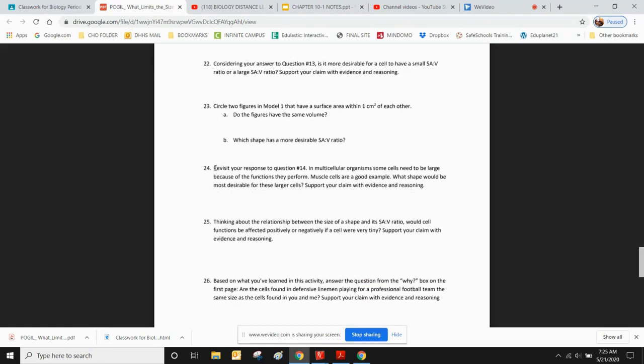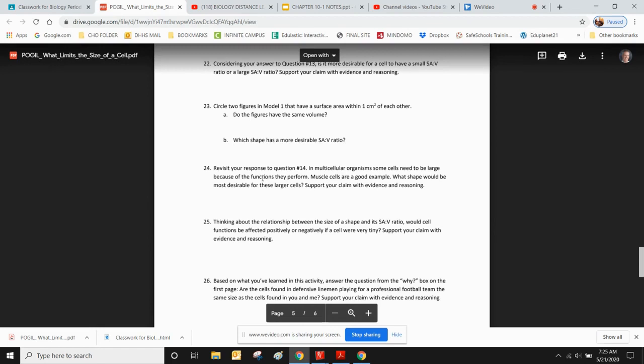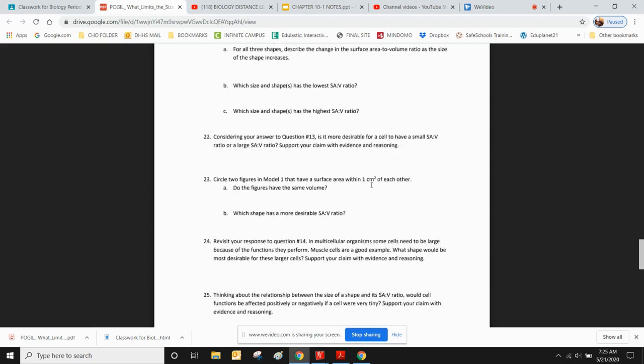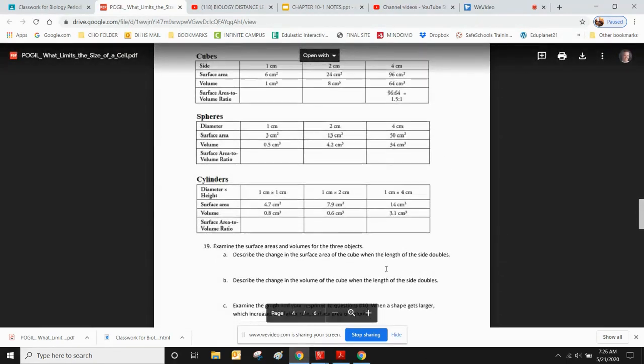In this question in particular, revisit your response. In multicellular organisms, some cells need to be large because of the functions they perform. Remember, I talked about muscle cells. What shape would be most desirable for those cells? So I've already given you the answer, but now I'm hoping you see how what I addressed at the beginning of the activity culminates at the end through these step-by-step processes.